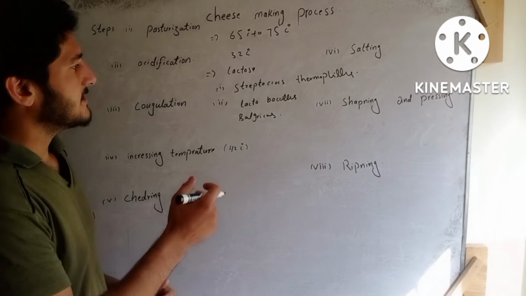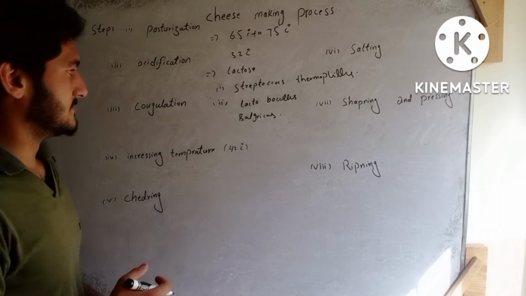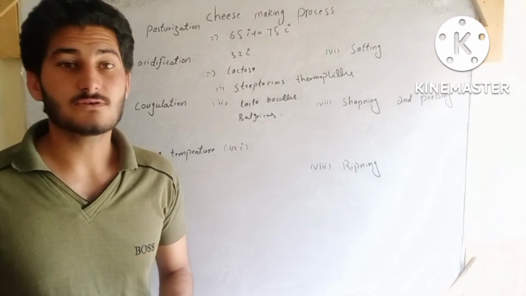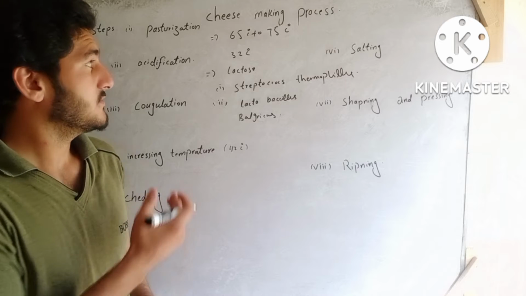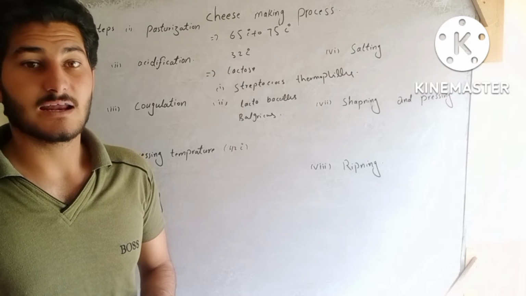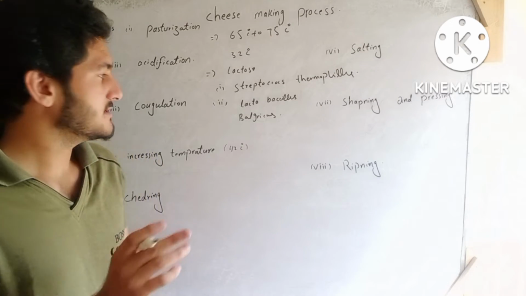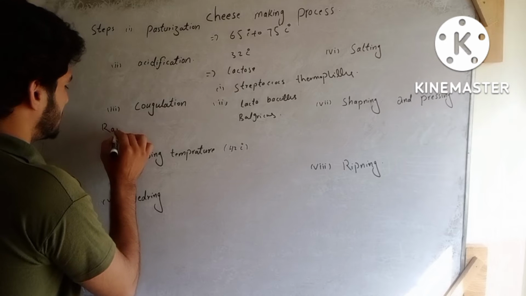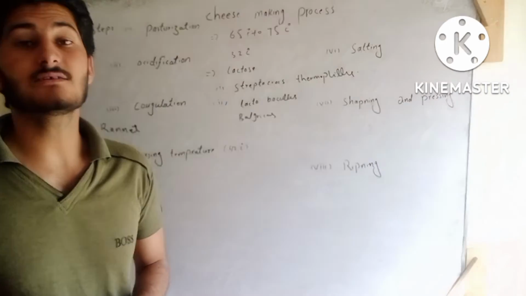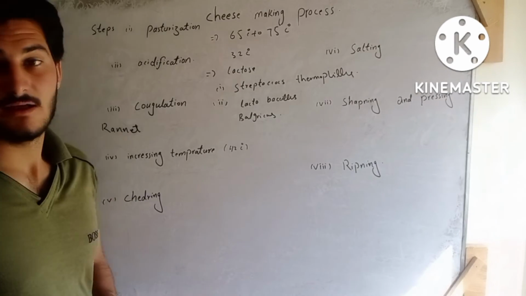Now after adding cultures, the third step involved in the cheese making process is coagulation. Coagulation is a step in cheese making in which the casein proteins present in the milk combine with each other due to the presence of the rennet enzyme. Rennet is an enzyme which combines the casein proteins present in the milk.